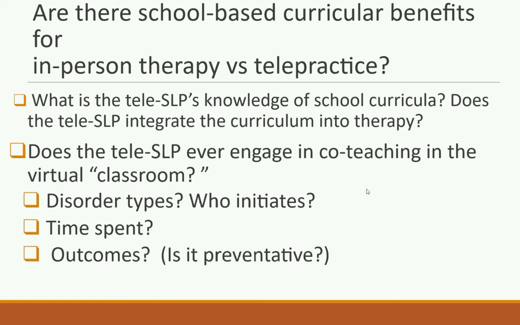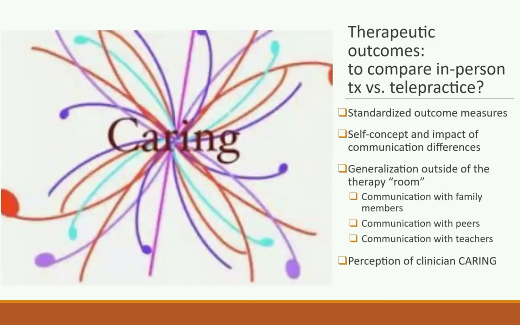I've always loved that this is possible in the school, but maybe it doesn't need to be the same. So now, how do we look at these therapeutic outcomes? Well, as Aaron talked about last week, we can look at standardized outcome measures from testing. I think it's important to look at self-concept and the impact of these communication differences. And I know folks doing fluency work have tools for that. What's the generalization outside of the therapy room, and how do we measure that? We're not so good at that yet. How's the student communicating with family members and peers and teachers?